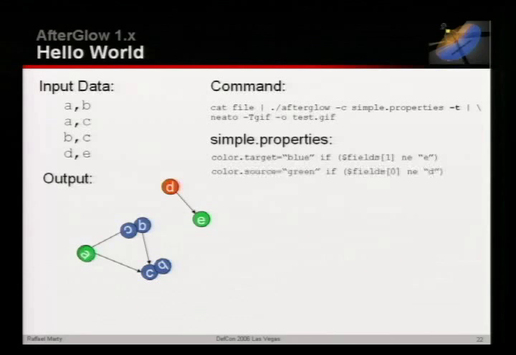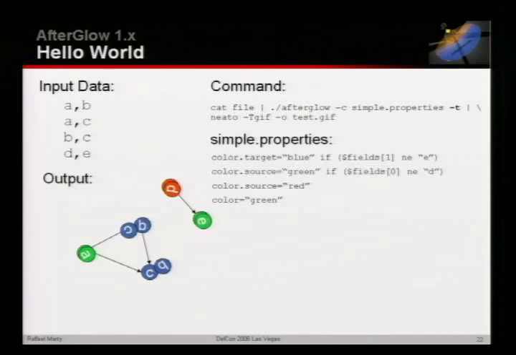And by the way, it's first match, and then it's done. So it doesn't go and evaluate the rest. And then all the other sources are going to be red. And then whatever is left, I just say color is green. So I don't have to say color.target now or anything. I just say color, and that applies to all the nodes.